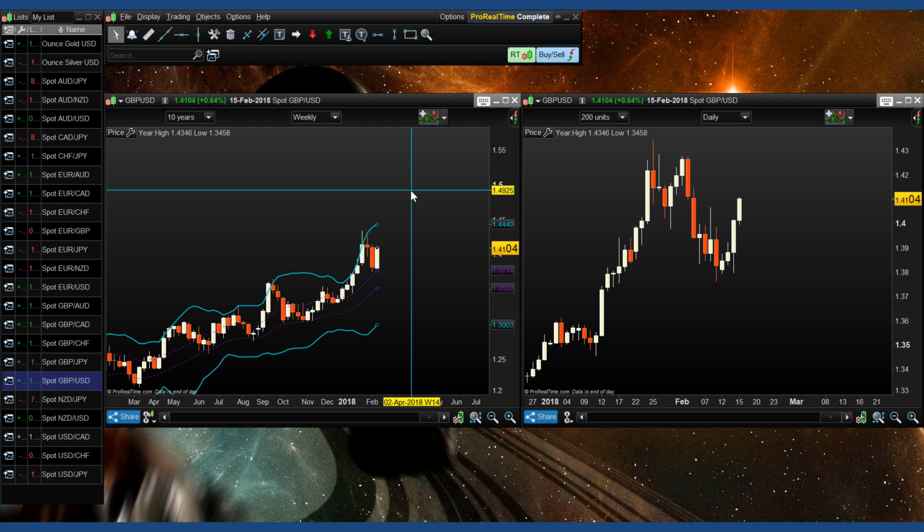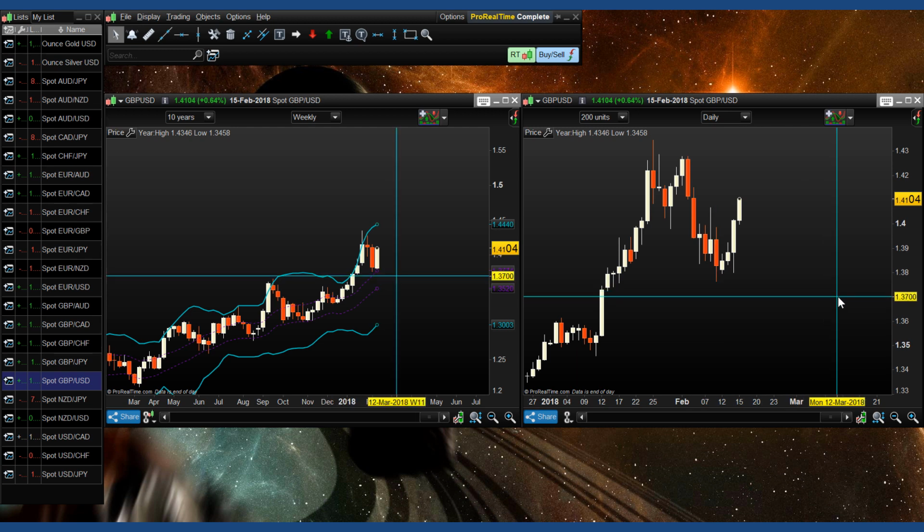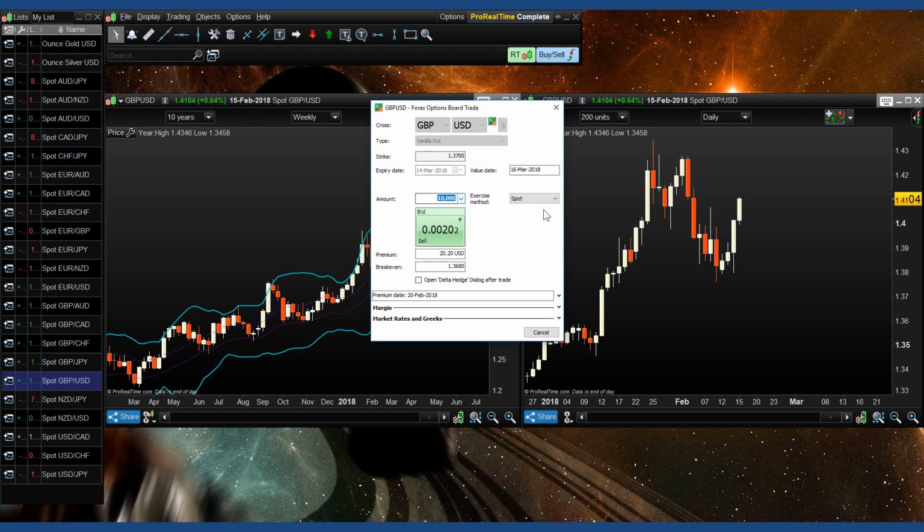For this pair, we're going to be selling a put at 137. On the daily chart, 137 is down here. So I'm going to be selling that. And my break even is 136.80. So I want to see price finishing above 136.80 for this option to expire worthless, and I'll make profit on that.